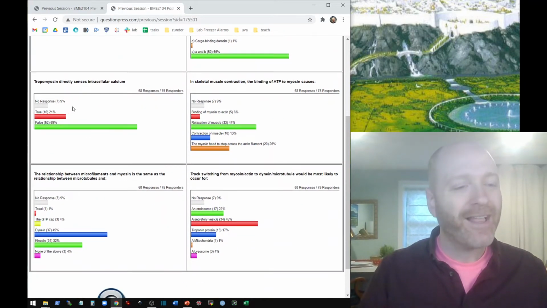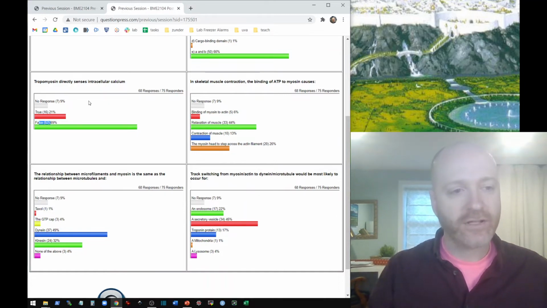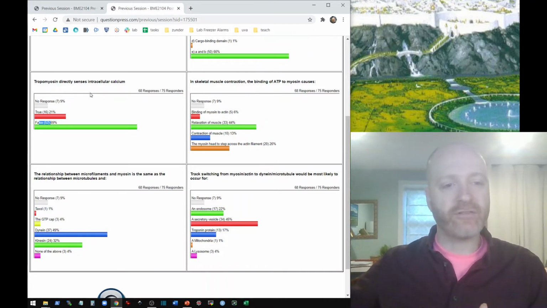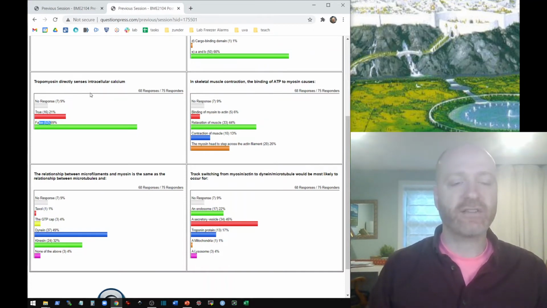All right, next question. Tropomyosin directly senses intracellular calcium. That is incorrect or false. Remember, tropomyosin is the rope-like filament that wraps around the thin filament. It's the troponin complex, and specifically the troponin C subunit inside the troponin complex that directly senses and binds to intracellular calcium.